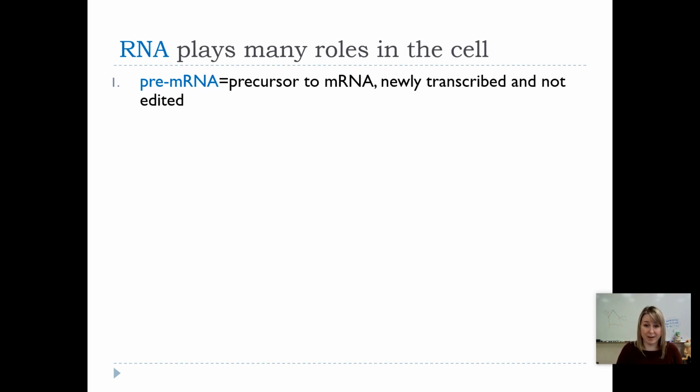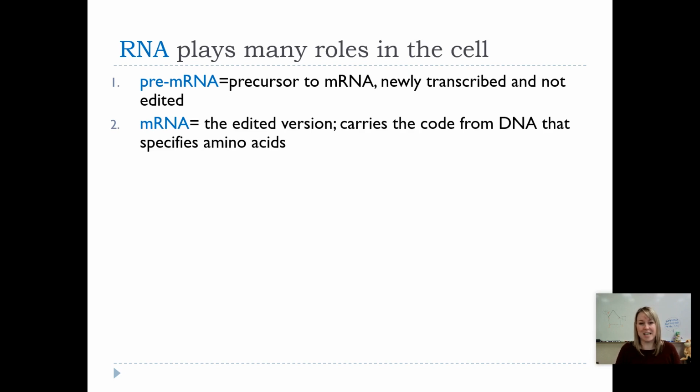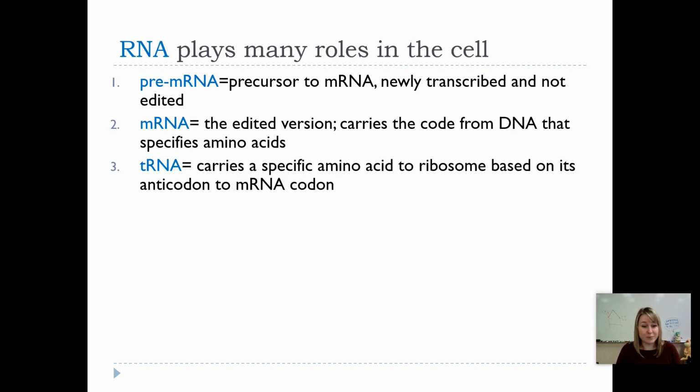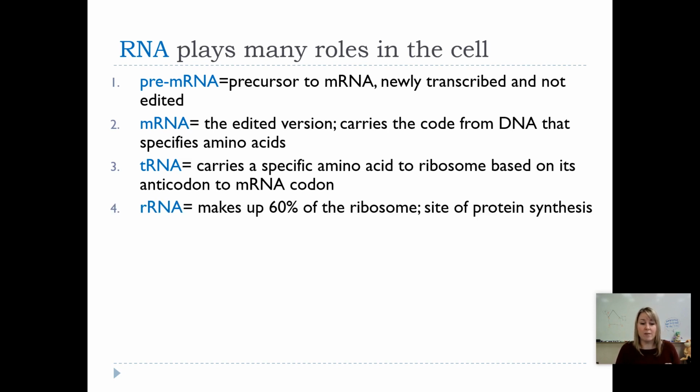There's pre-mRNA that you got from the POGIL today, the precursor to mRNA. There's mRNA, which is the edited version, how the code leaves the nucleus. There's transfer RNAs, or tRNA. Their job is to take amino acids to the ribosomes so that they can be put in the proper order. We have rRNA, which stands for ribosomal RNA, and that's what the majority of the ribosome itself is made up of, a bunch of wrapped up, wound up RNA, but it's wrapped up in proteins.